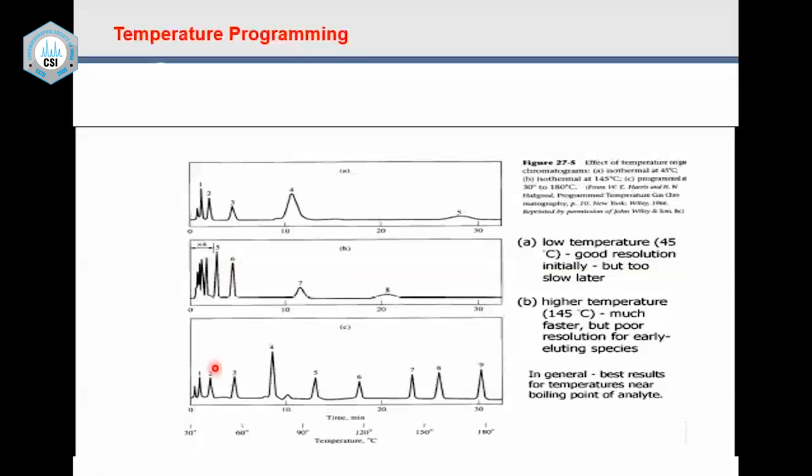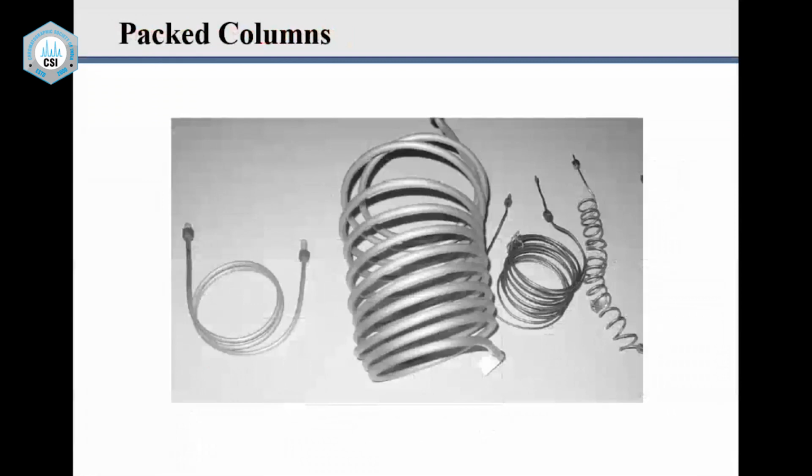What we want is temperature programming here. Because of the temperature programming, all the components are getting well separated. This is what we want. This is a good separation in less time. That is what we intend.